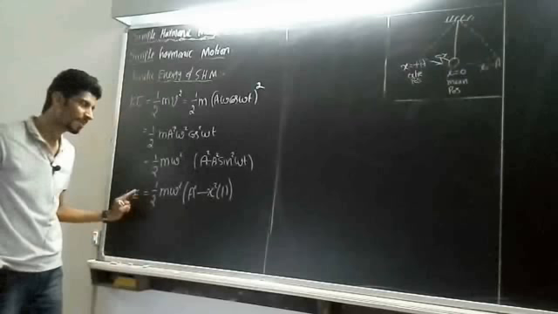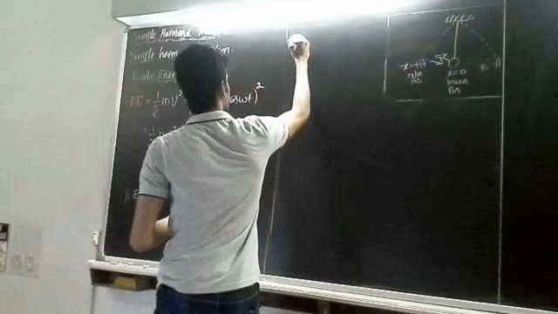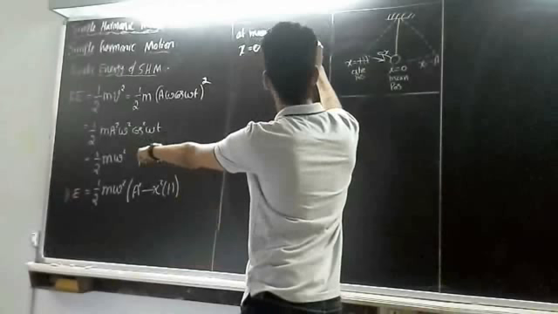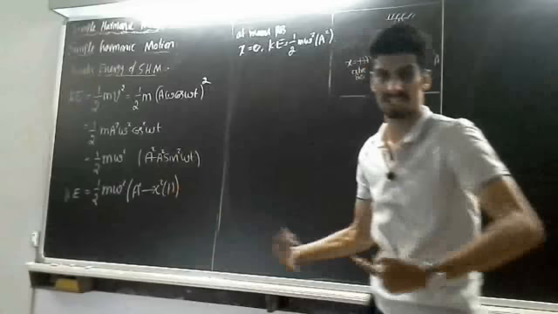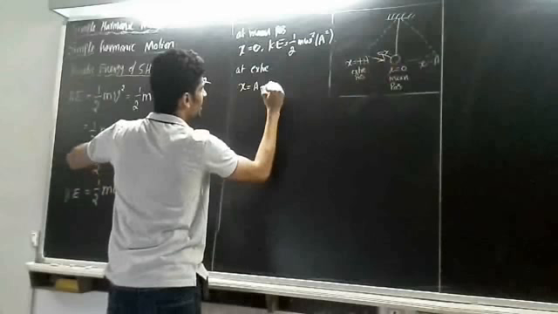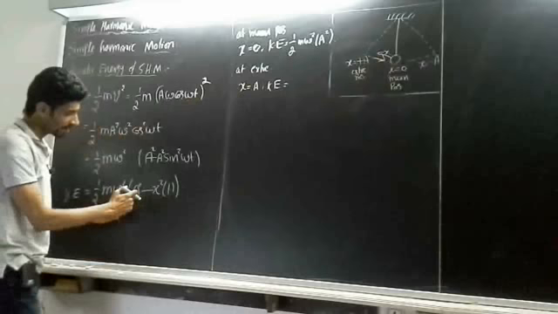How it does it, I'm going to tell. At the mean position, x is equal to 0, kinetic energy is equal to half m omega square A square. This is the maximum value of kinetic energy. At the extreme position, x is equal to A, that is maximum displacement A, and kinetic energy is A square minus A square, which is 0.